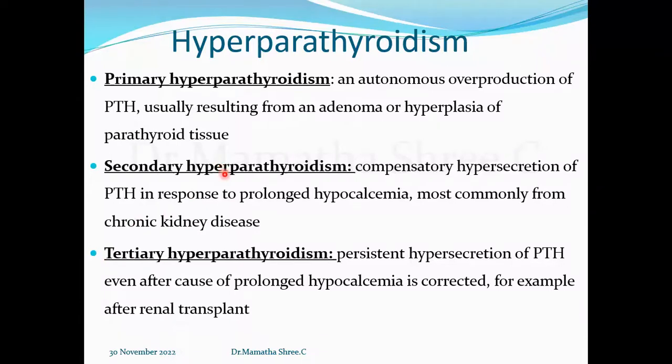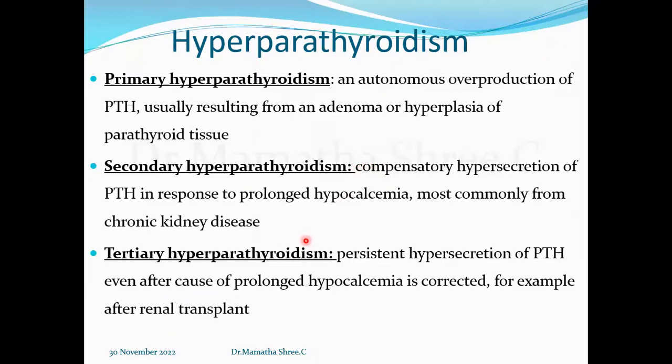Then there is secondary hyperparathyroidism. From the name, you know, it is secondary to something. So what can that something be? It can be prolonged hypocalcemia. You know that hypocalcemia is going to stimulate the parathyroid gland to secrete excess parathyroid hormone. So in cases of chronic kidney disease, there is excessive hypocalcemia, which can keep stimulating the parathyroid gland, resulting in compensatory hypersecretion of parathyroid hormone, which we term secondary hyperparathyroidism.